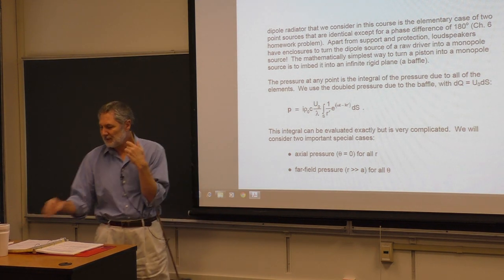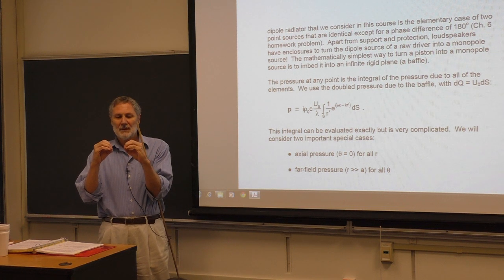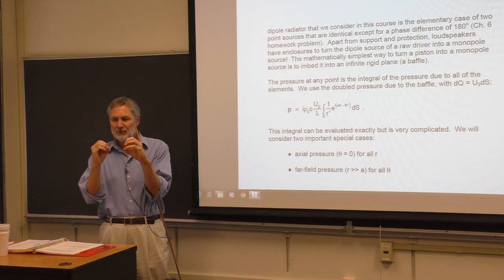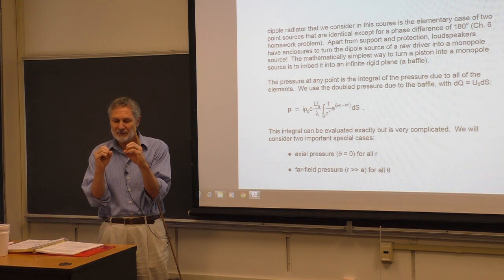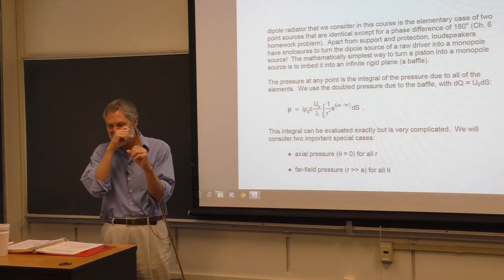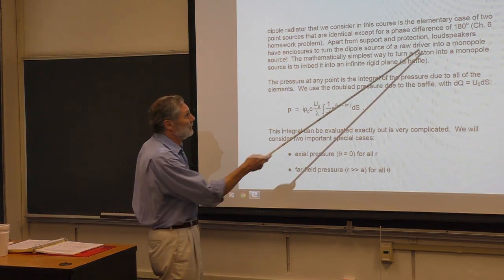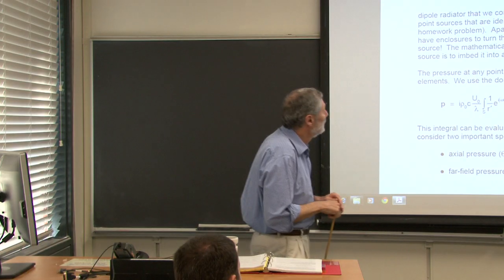You can think of this source as two spherical wave sources. As one is expanding, its volume is increasing. What's this one doing? It's decreasing. The net volume change is 0. Okay? This is not a monopole source, it's a dipole source. That's the only dipole source we're going to consider in this class. And we already did it in chapter 6.